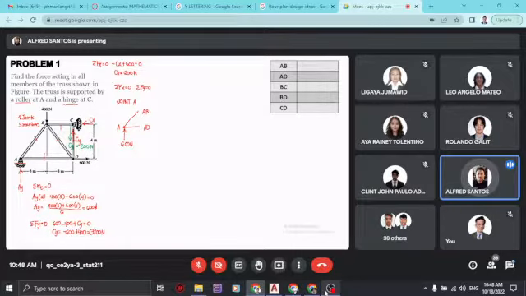So, ano sinabi kanina dun sa process ng method of joints? Since hindi pa natin alam kung tension sila or compression, i-assume natin na tension sila parehas. Okay, so pag tension, papalayo sa joint A. So ito ngayon yung magiging arrow natin.